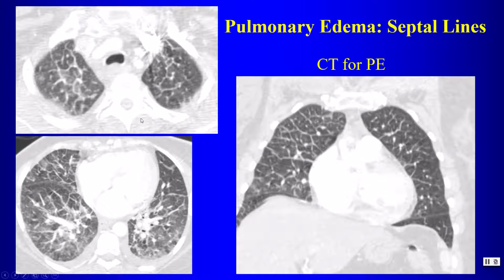So here's a patient who was short of breath in the emergency room, and we evaluated this patient for pulmonary embolism, and we can see here on the CT scan the reason for this patient's shortness of breath. We see the smooth thickening of interlobular septae here outlining secondary pulmonary lobules. So this is a patient with interstitial edema.